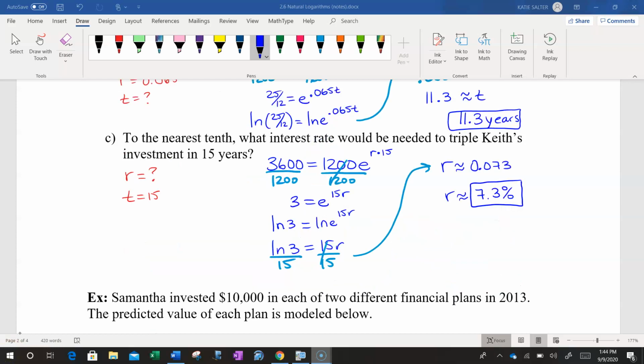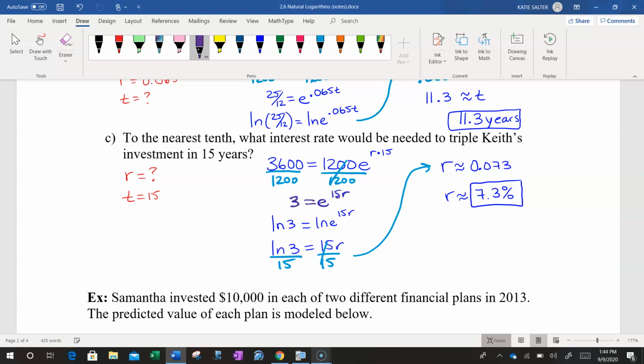All right, the third one. So very similar to the last one, the only difference is we're solving for the rate this time. We want to triple the investment, so that would be $3,600. I want you to notice right here in this step, when you divide through by 1,200, you pretty much get this ratio right here, 3 equals e to the 15r.